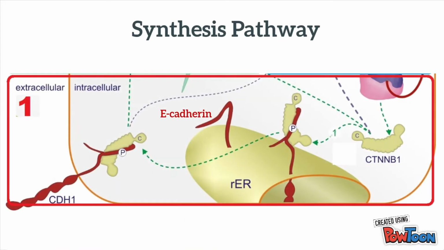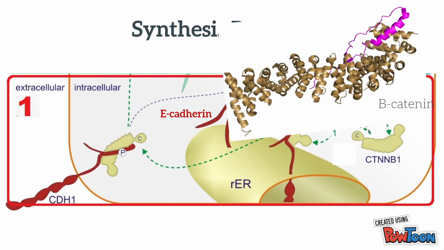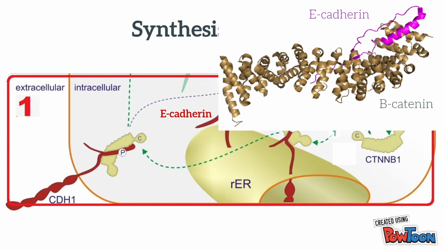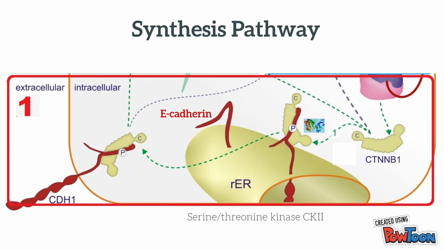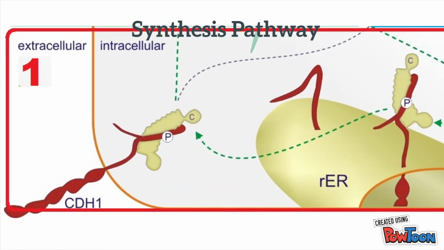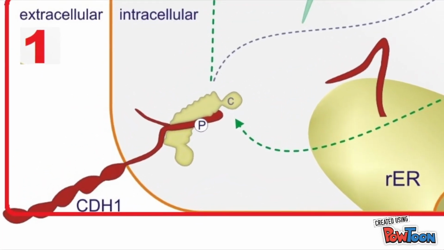After beta-catenin is synthesized, it meets E-catenin in the endoplasmatic reticulum. The beta-catenin will bind to the C-terminal of the cytoplasmatic domain of E-catenin. This reaction is phosphorylated by the serine-threonine kinase CK2. This interaction is required for the catenin to exit the endoplasmatic reticulum. After this interaction, the beta-catenin/E-catenin complex travels to the basolateral membrane.